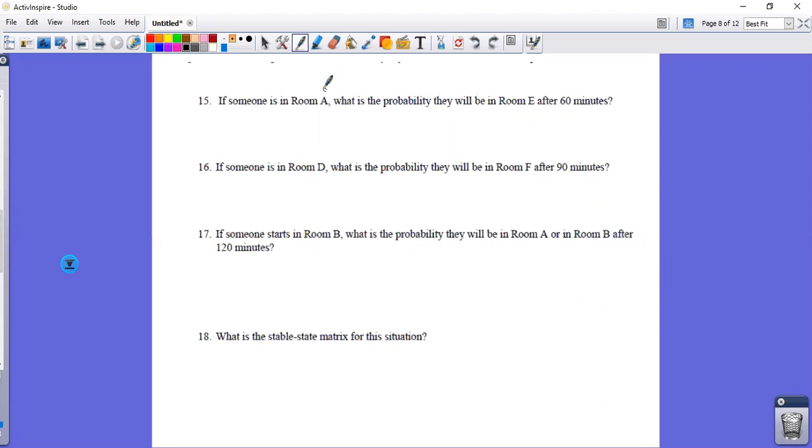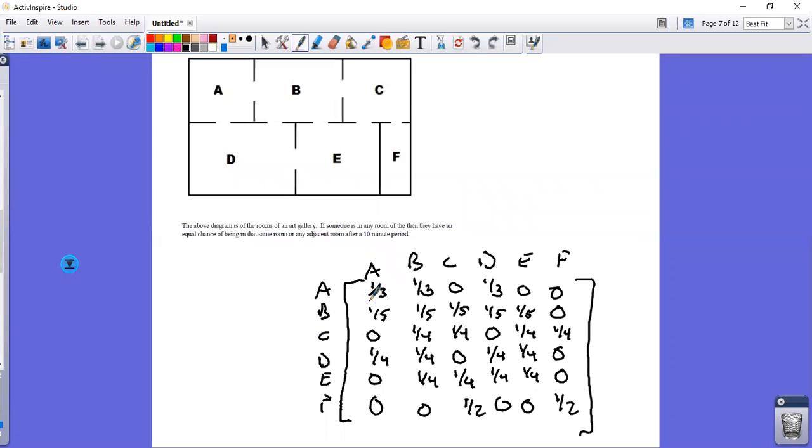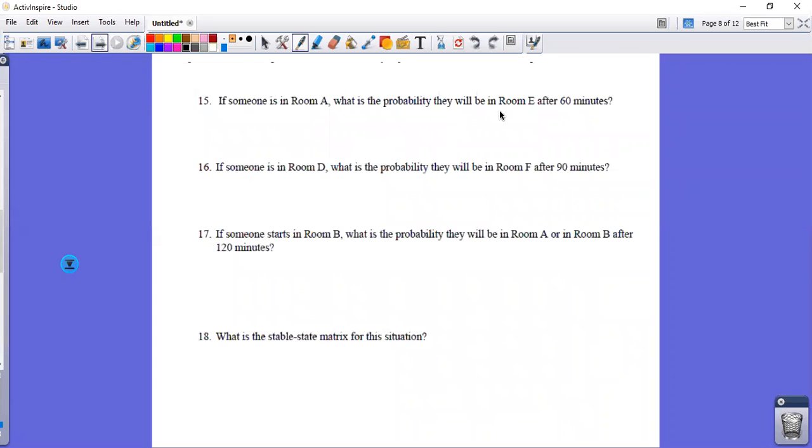If someone is in room A, what is the probability that they will be in room E after 60 minutes? So I did go back and read something. I didn't pay attention to how often the transitions are. So it's every 10-minute period. So 60 minutes won't be 60 transitions, it's just 6.